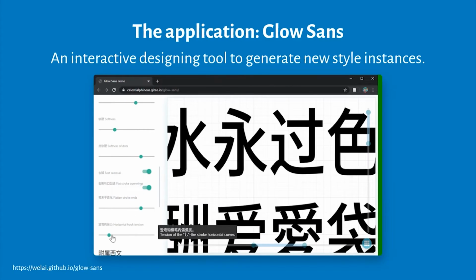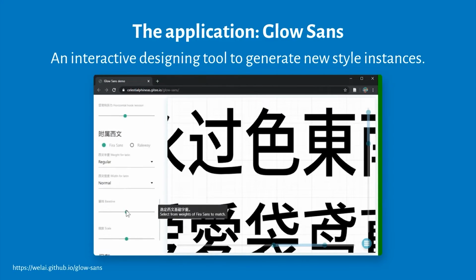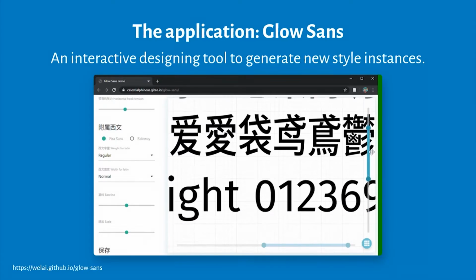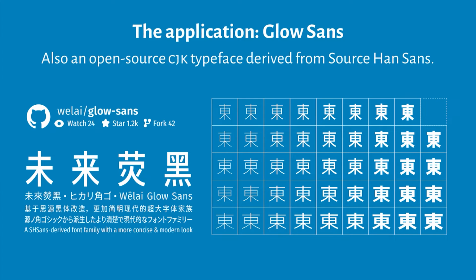We also provided options for the supplementary leading and number typefaces. The user can also export the parameters to build the font later. With this interactive tool, we built an open source CJK typeface family, also named GlowSense, based on Source Han Sans, extending the original 7-weight design to 44 instances, consisting of 5 widths and 9 weights, supporting simplified and traditional Chinese and also Japanese.